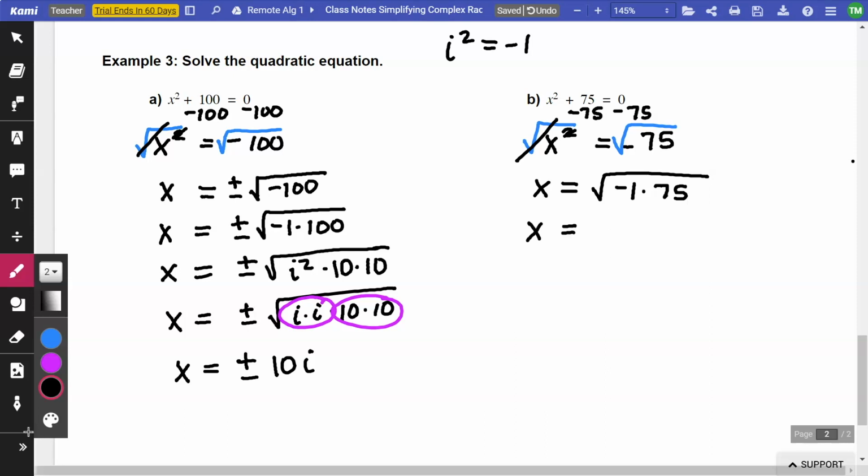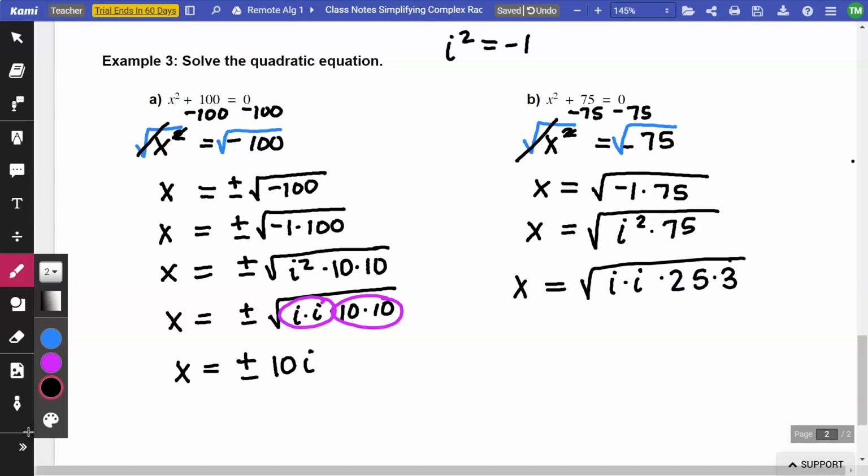I'm going to replace negative 1 with i squared. And then I'm going to break down i squared to i times i. And then 75 to 25 times 3. I have a group of 2 i's I'm going to bring out in front. 25 has a square root. So x is equal to, I can bring out the square root of 25, which is 5. I can bring out an i, and then I'm left with root 3.